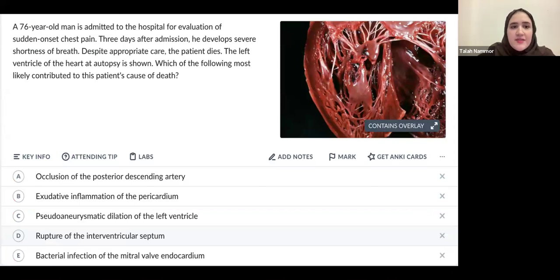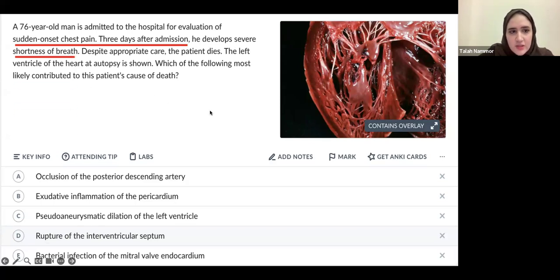Okay, a 76-year-old man is admitted to the hospital for evaluation of sudden onset chest pain. 3 days after admission, he develops severe shortness of breath. Despite appropriate care, the patient dies. The left ventricle of the heart is examined at autopsy. You can see it here. Which of the following most likely contributed to the patient's cause of death?